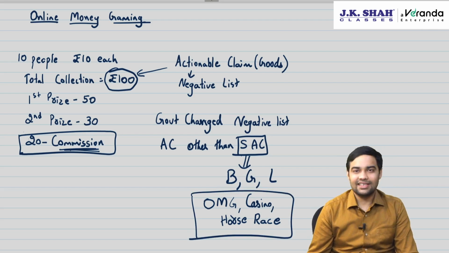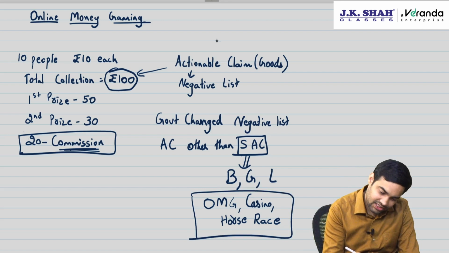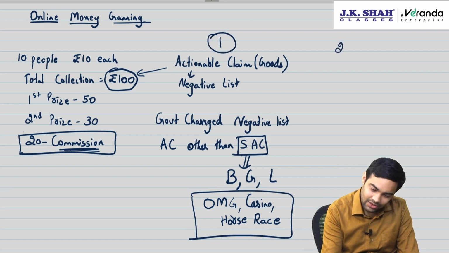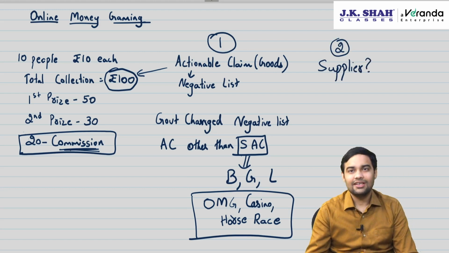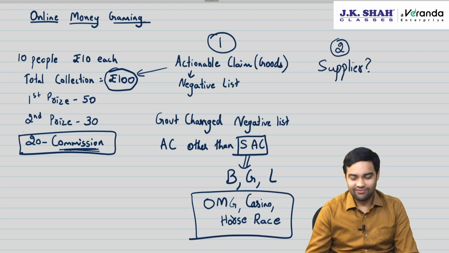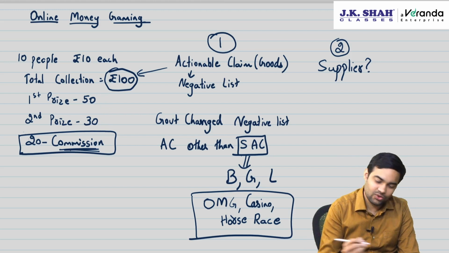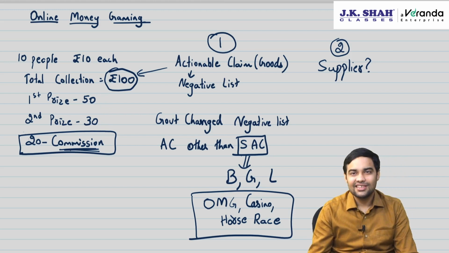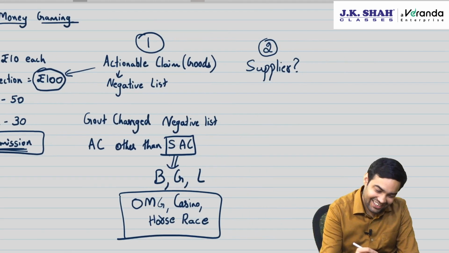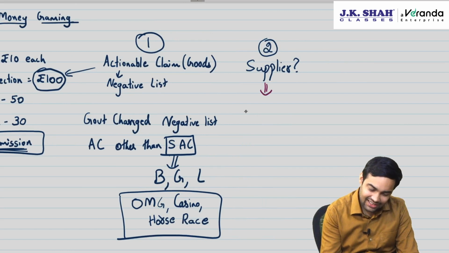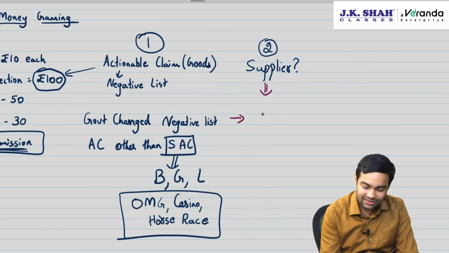Then the industry's second argument was, okay, you have changed the definition of actionable claim, but still we are not suppliers, because supplier is any person who is supplying goods or services. We are not supplying anything related to 100. We are only earning commission. That 100, out of that 80 we give it back. So there is no question of GST on this. Then government changed the definition of supplier.